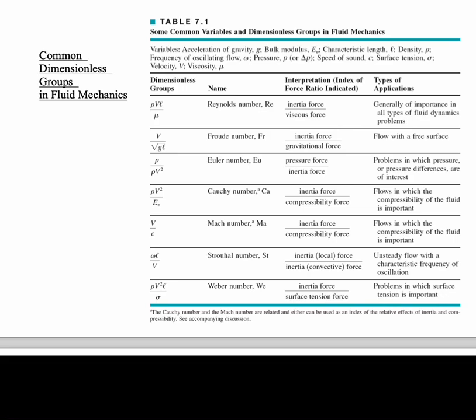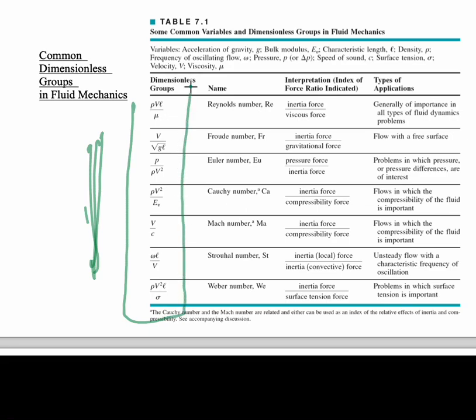To make sure that you can solve this problem easily, please look into this table, and please remember these types of dimensionless groups, because sometimes you need to use these dimensionless parameters to solve the problem. Each parameter has its own meaning. For example, the most common one is the Reynolds number.